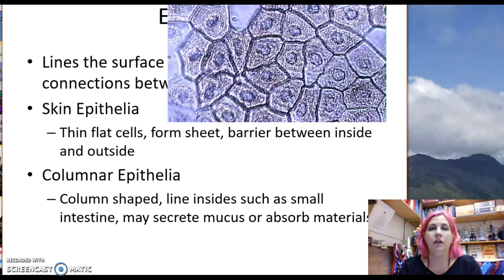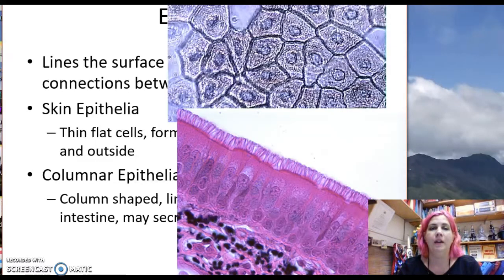So here's a picture of the skin epithelia. You can see that this is a top view image, so it's showing it sort of looking down on the skin cells, so you can see that they're wide and flat. If we were to look at a cross section, they would be stacked very, very tightly because they are very thin and flat. And then this is columnar epithelia, and so columnar epithelium, you can see the cells individually.